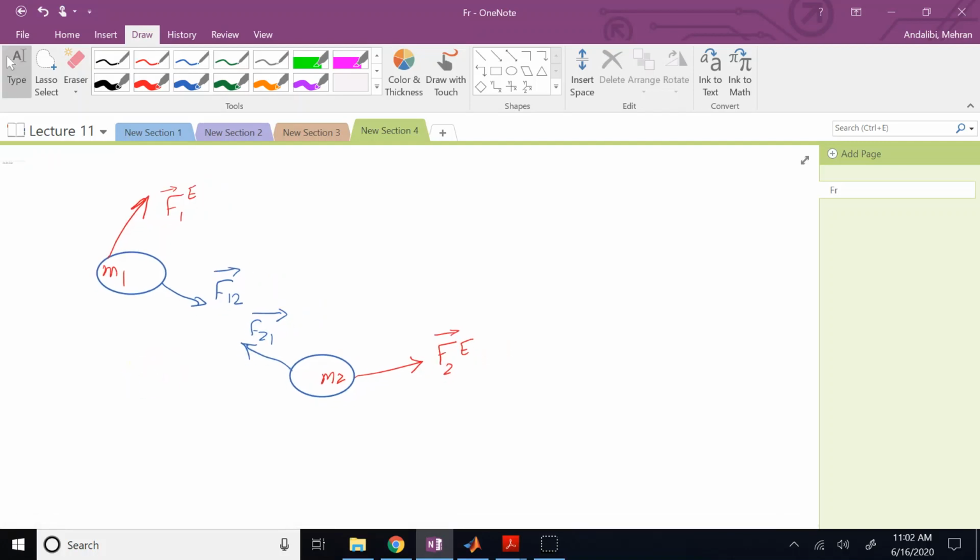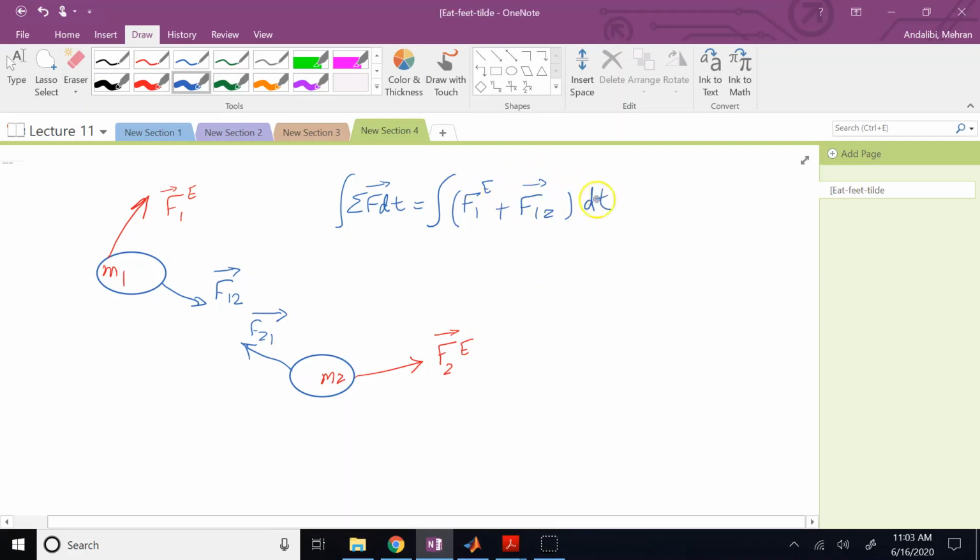Again, if I write the impulse formula for each one, you would get the integral of all of the forces, because it's a summation. So it's the integral of the summation of forces dt, which is equal to the integral of F1 external plus F12 dt, which is equal to m of v2 of object 1 minus m of v1 of object 1.